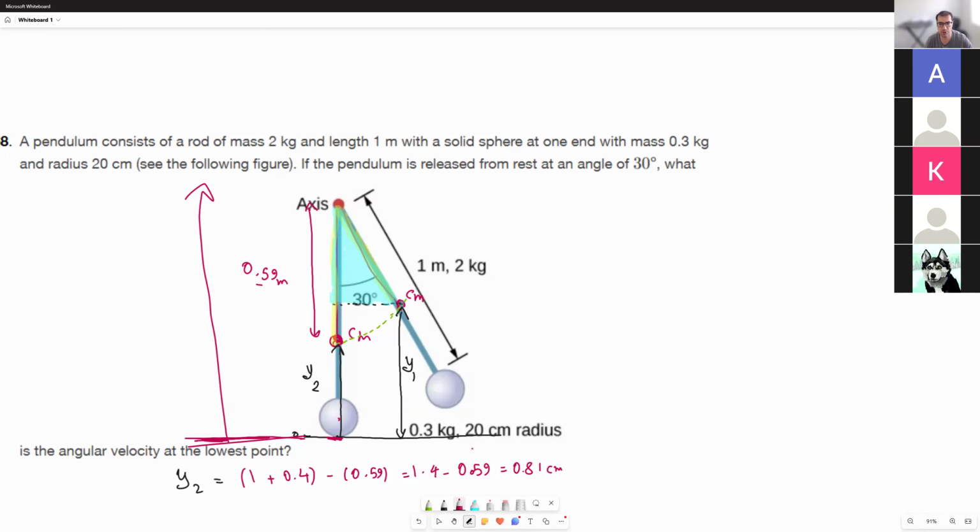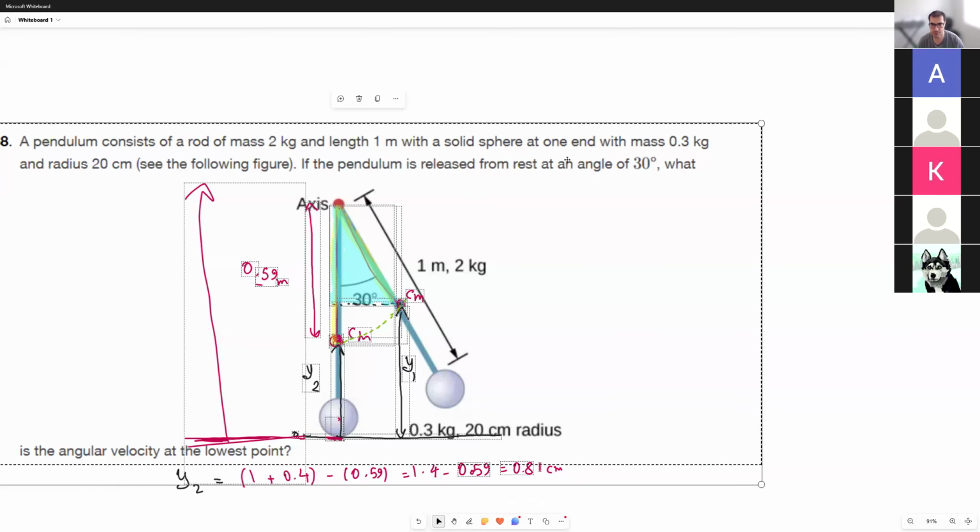Now let's go find out y1. Y1, we want to find out. Guys, do you mind if I erase, or let me see if I can do something better. Just give me a second.